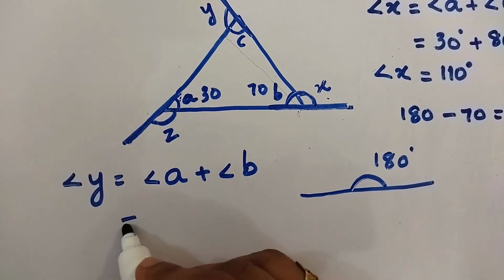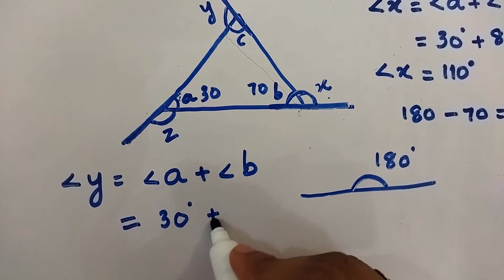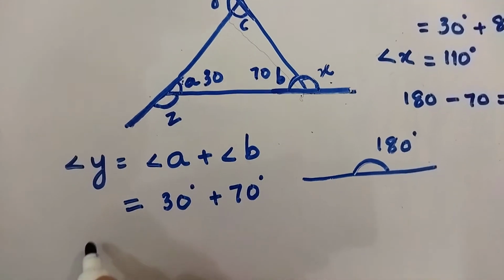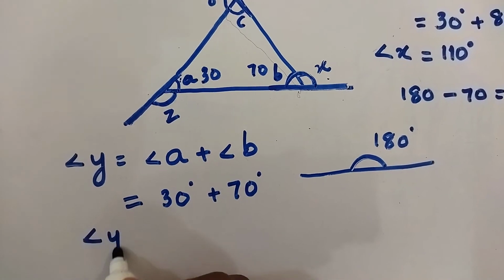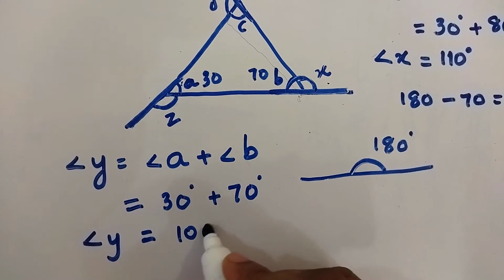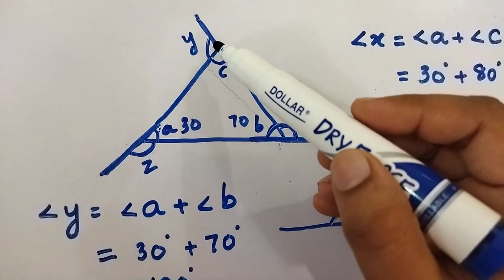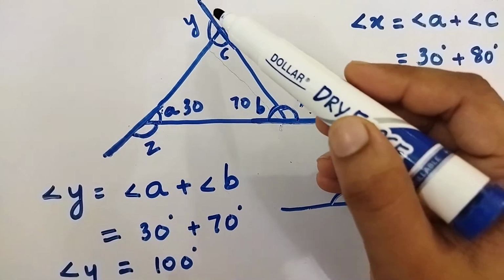It's equal to angle A plus angle B, right? We'll put the values here. Angle A equals 30 degrees and angle B is equal to 70 degrees. We'll get the answer: 30 plus 70, 100 degrees. So the value of angle Y, that is an exterior angle of this triangle, is 100 degrees, right?